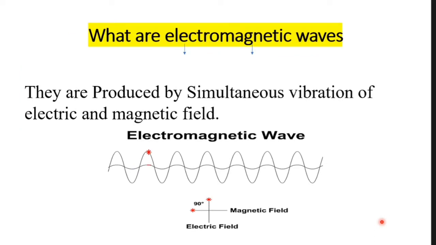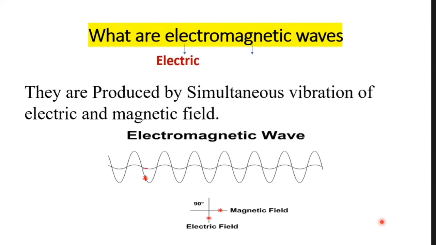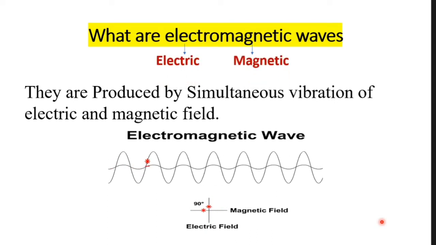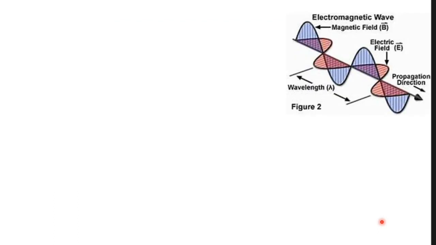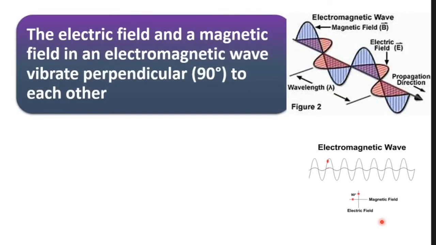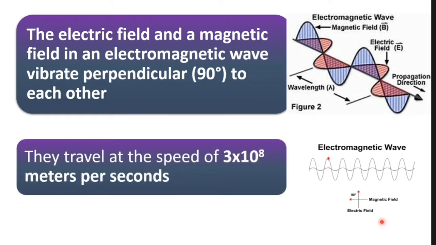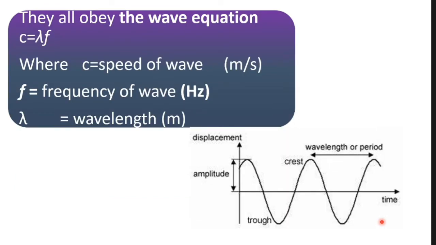Now let's see what electromagnetic waves are. Electromagnetic waves are produced by simultaneous vibration of electric and magnetic fields. The electric and magnetic fields in electromagnetic waves vibrate perpendicular to each other. These waves travel at a speed of 3 × 10⁸ meters per second, which is the speed of light.